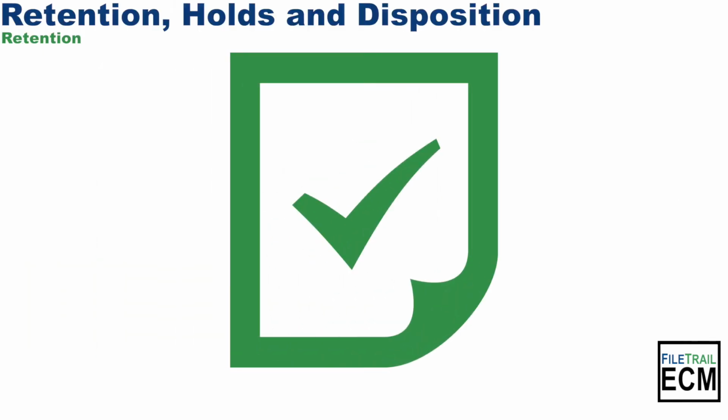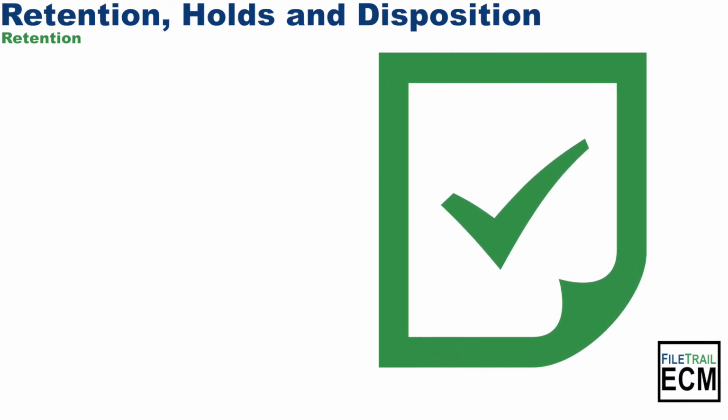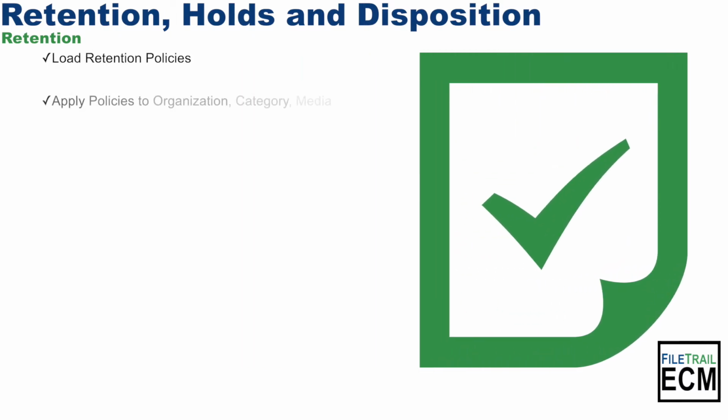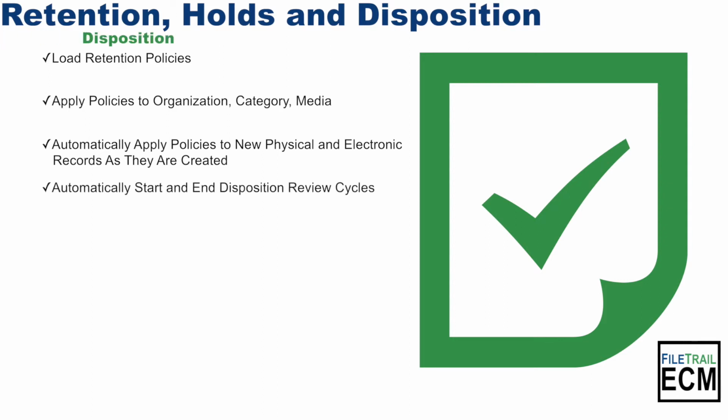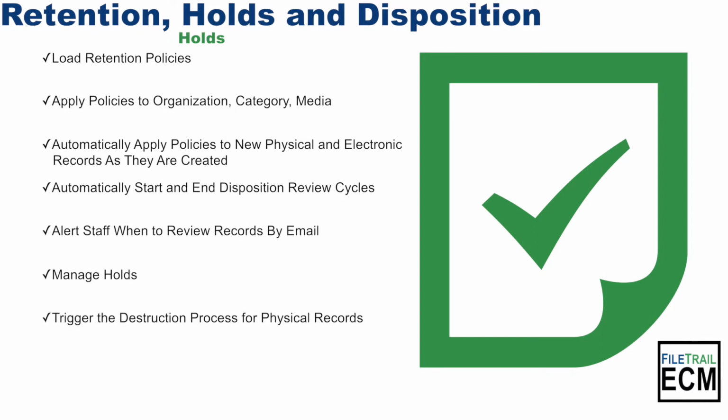FileTrail Retention Management, an optional module, works with electronic documents in FileTrail through the ECM module. Retention Management streamlines the entire process of classification, review, and disposition. It allows you to load retention policies, apply policies to organization, category, and media, automatically apply policies to new physical and electronic records as they are created, automatically start and end disposition review cycles, alert staff when to review records by email, manage holds, trigger the destruction process for physical records, and automate deletion of electronic records.